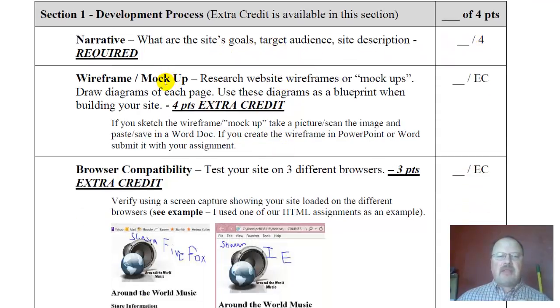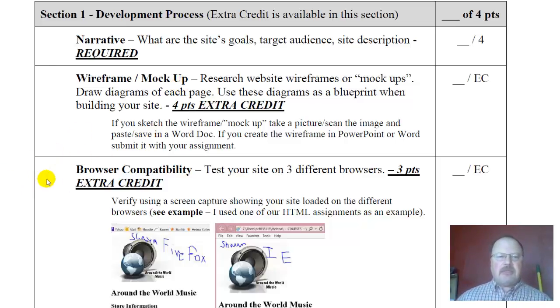Now, the wireframe or a mock-up is where you might have a piece of paper and draw out what the site is supposed to look like. You can sketch this wireframe or build it maybe with PowerPoint initially, just to take a look at the coloring and the layout of the page or the pages. That's worth 4 points extra credit, and you might just go ahead and research website wireframes or mock-ups and see what you need for that.